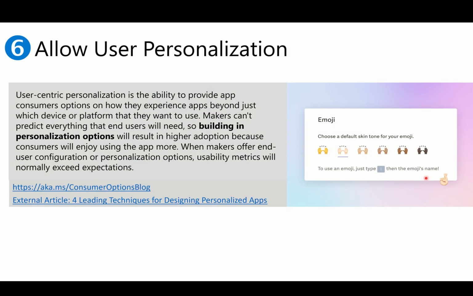Number 6 is allowing user personalization. And this is where app makers give a little bit of their power over to the consumer using the app so that the person using the app feels like they belong in it, right? And I'm not just talking about this example here on the right where there's some type of icon used in the app, and it allows you to pick the shade of hands. That's an inclusivity point there. That's really awesome. But I'm not just thinking about that.